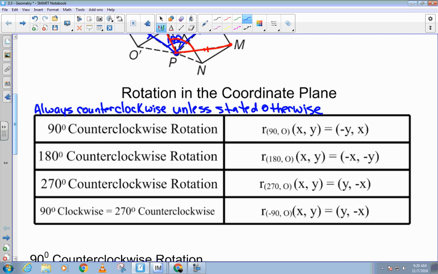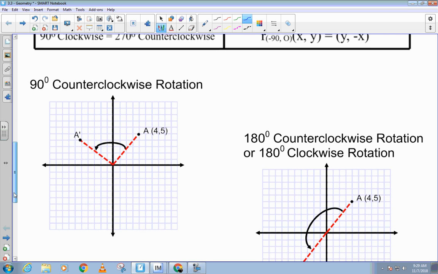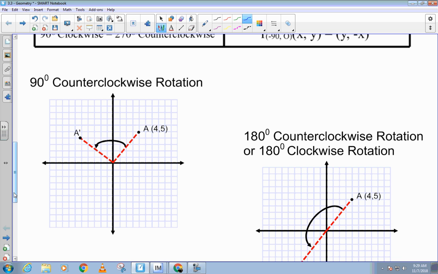Alright? For example, in yours, this accidentally got shifted down and I copied it. So on top of this first graph, we have 90 degrees counterclockwise rotation. Right above that first graph. Everybody write that. 90 degrees counterclockwise rotation right above that first graph.